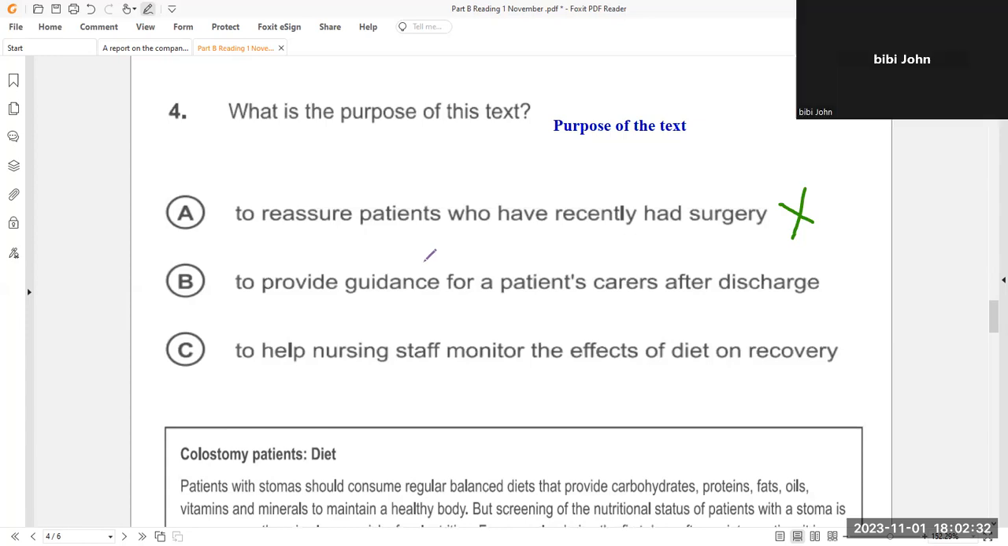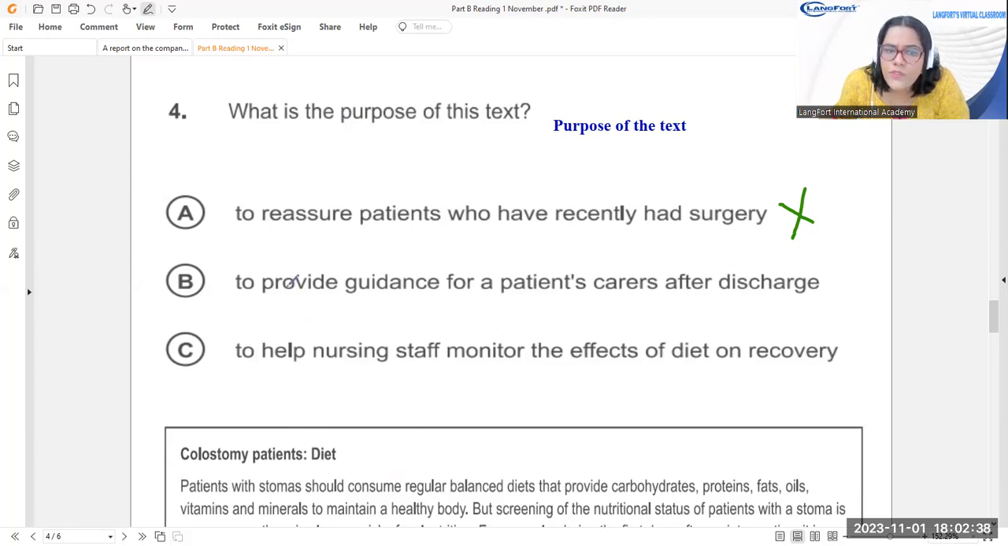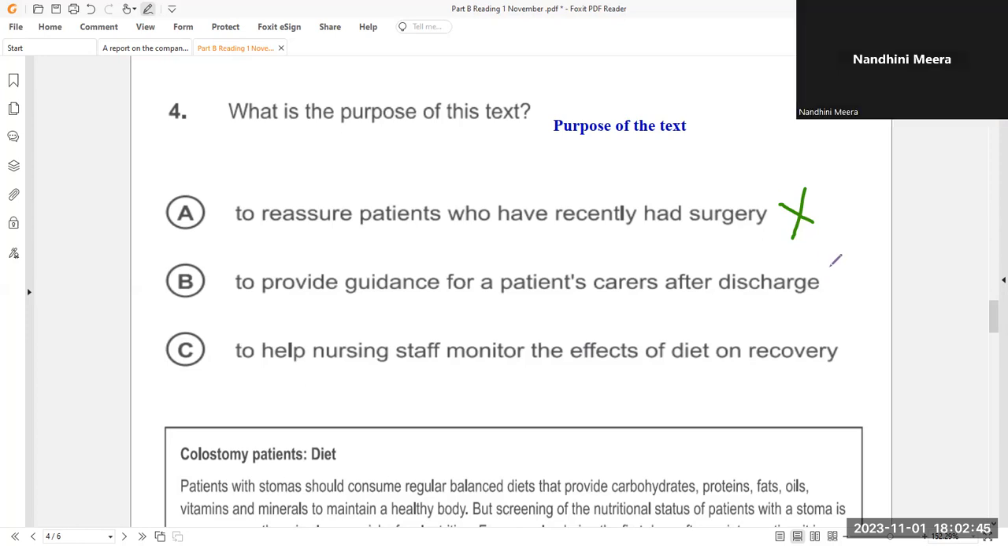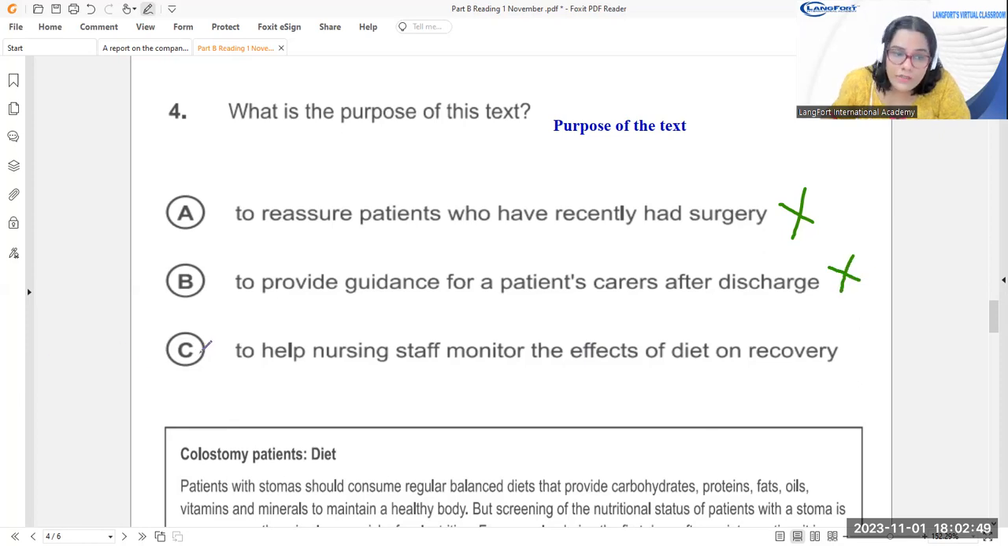Option B, to provide guidance for a patient's carers after discharge. Whatever we read right now was to provide guidance for the carers of the patient after the patient goes home. No, they talked about while in hospital, right? Not after discharge. So that's not it. So automatically our answer is naturally C.